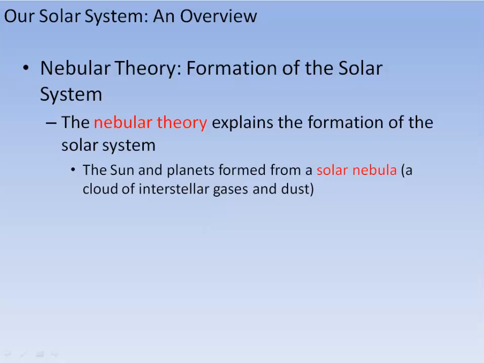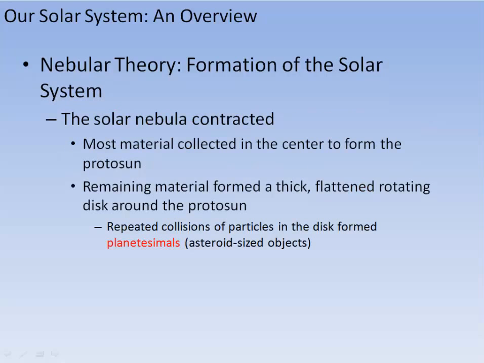Nebular theory, the formation of the solar system. The nebular theory explains the formation of the solar system. The Sun and planets formed from a solar nebula, a cloud of interstellar gases and dust. The solar nebula contracted, most material collected in the center to form a protosun. The remaining material formed a thick, flattened, rotating disk around the protosun.